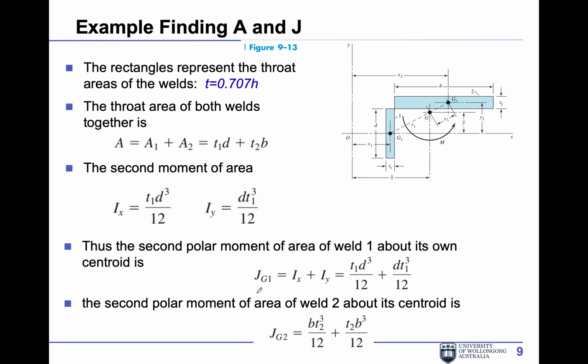With those four components, the JG1 is the polar moment of inertia of this area around its centroid. And this polar moment of area is equal to Ix plus Iy. One of these is used for bending, but this is a torsion, so you have to add these two together. So you look at, say, this particular area. Ix is T1 d to the third power over 12.